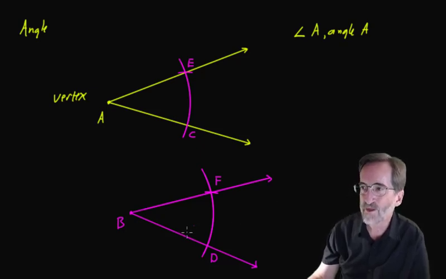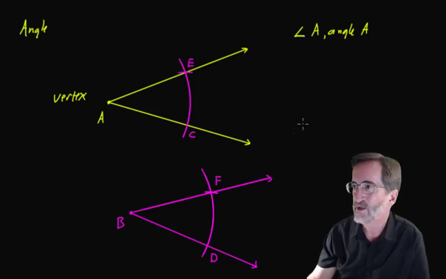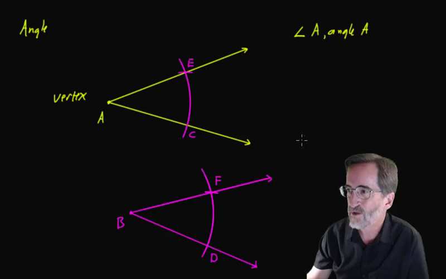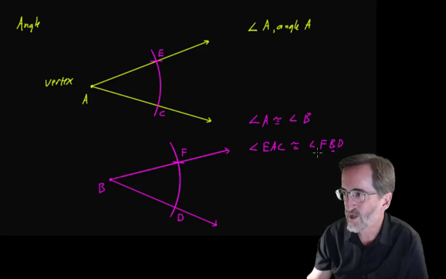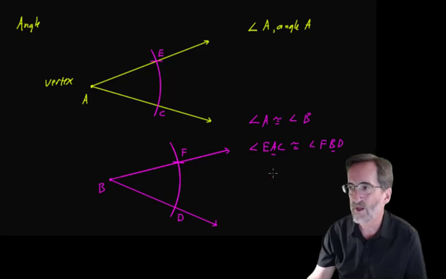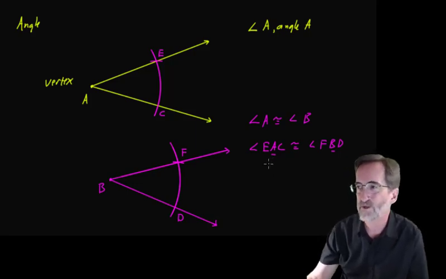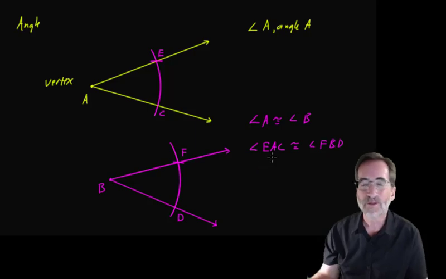And so we should notice now that angle A is the same size as angle B. And it is said that angle A is congruent to angle B. Or if I want to use the three-letter notation, angle EAC, notice that A is the middle letter, is congruent to angle FBD. Notice the vertex is always the middle letter when you use the three-point notation. So that's how to copy an angle.